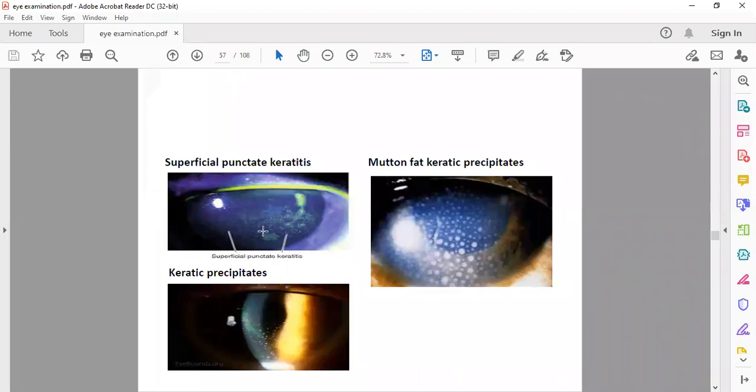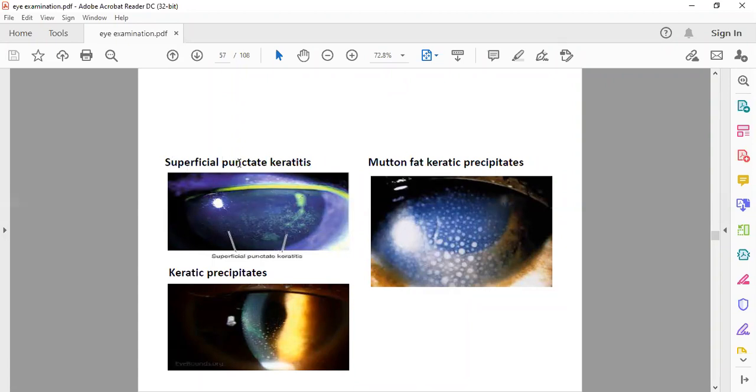You can see there are multiple white dots on the corneal surface, and this is because of inflammation of the cornea. This is called superficial punctate keratitis. Friends, this is a very common condition. When conjunctivitis occurs, it is usually because of a virus, adenovirus, and this adenovirus usually causes these SPKs, or superficial punctate keratitis, along with conjunctivitis. Usually it heals on its own, but it is there.